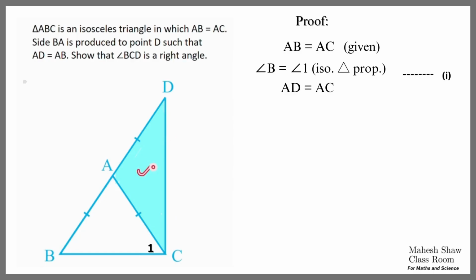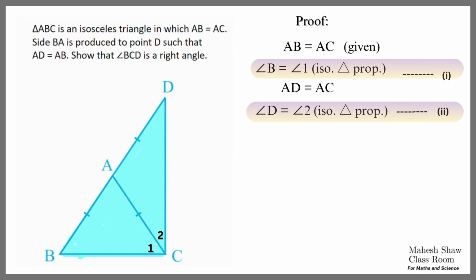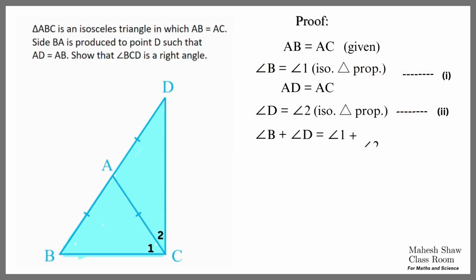Now consider this triangle ACD. We have AD equals AC. So the angles opposite to these two sides, that is angle D, will be equal to this angle ACD, say angle 2. So we can say that angle 2 is equal to angle D using the isosceles triangle property. Now adding these two equations, we can say that angle B plus angle C is equal to angle 1 plus angle 2, and we can write angle 1 plus angle 2 as angle BCD.